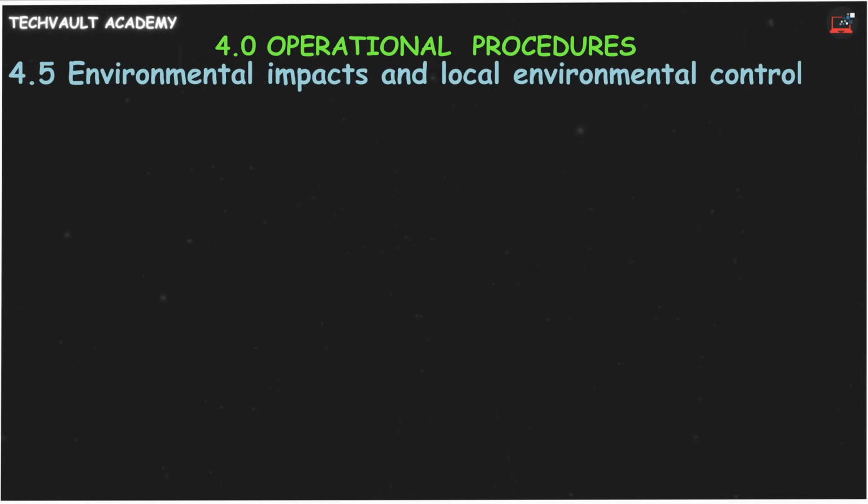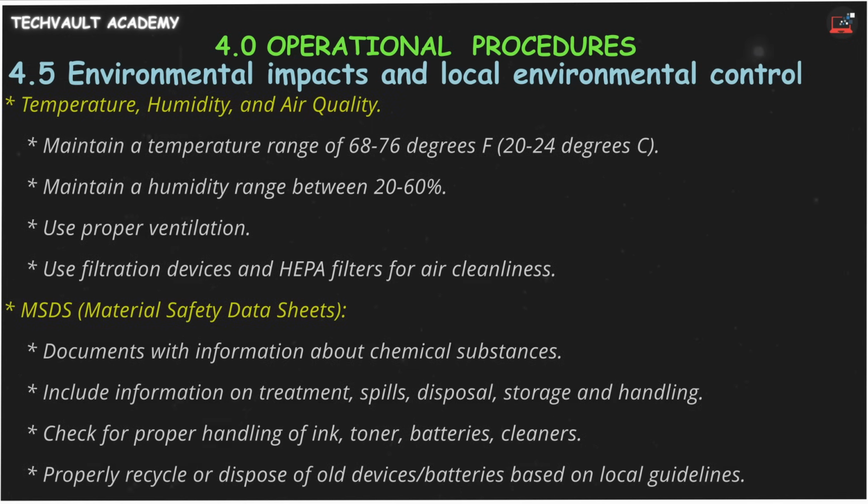Objective 4.5. Summarize environmental impacts and local environmental controls. Temperature, humidity, and air quality: maintain a temperature range of 68 to 76 degrees F, 20 to 24 degrees C. Maintain a humidity range between 20 and 60%. Use proper ventilation. Use filtration devices and HEPA filters for air cleanliness.